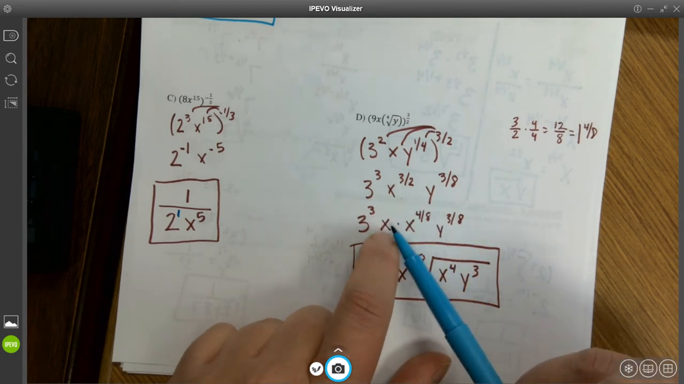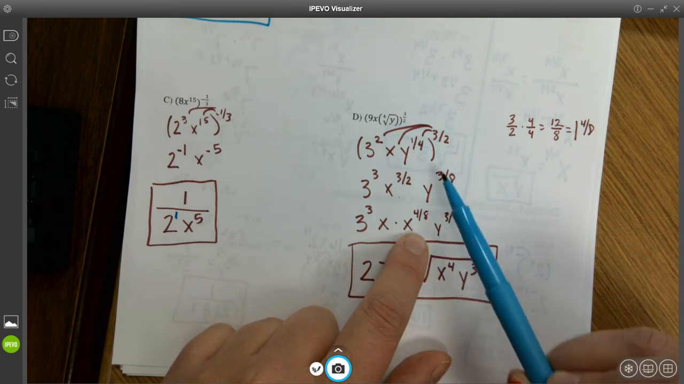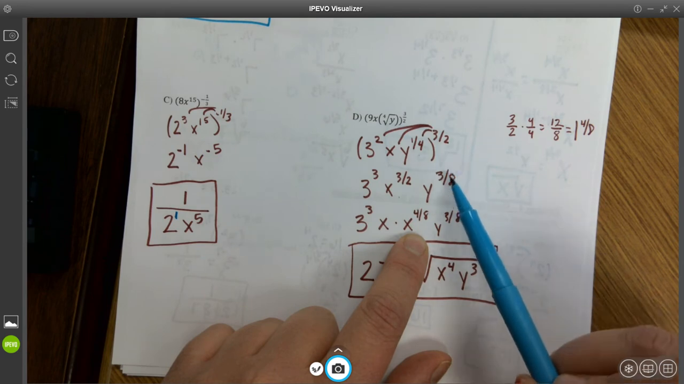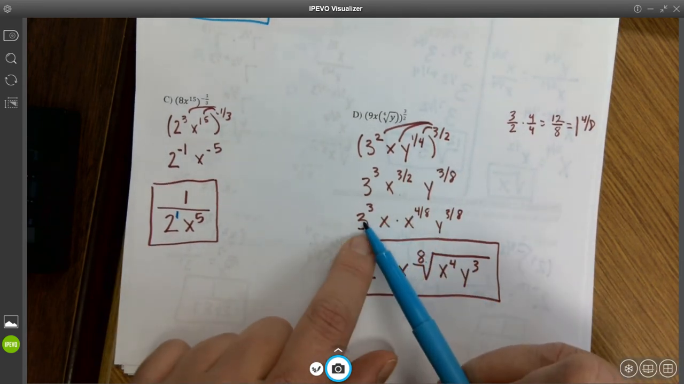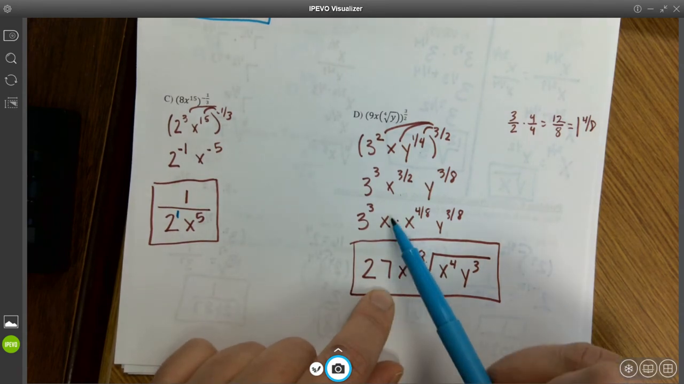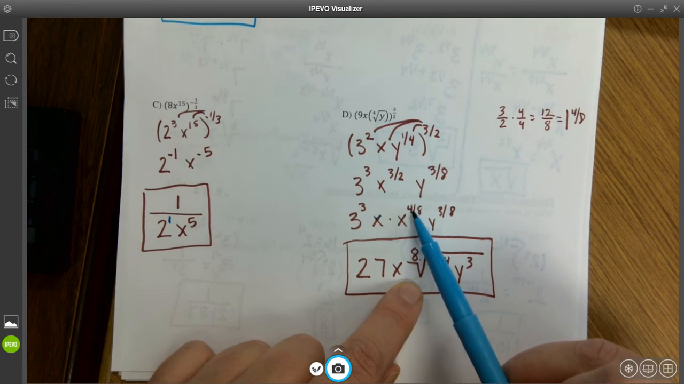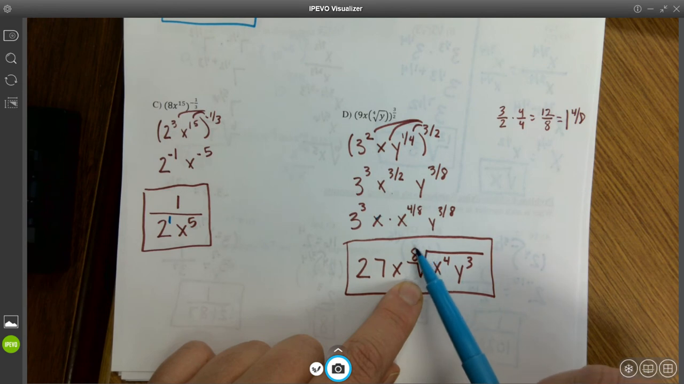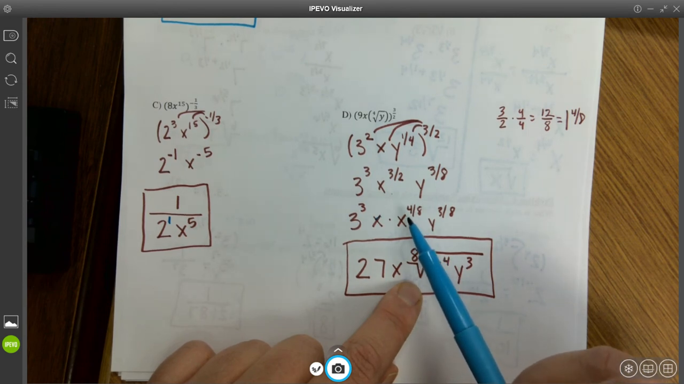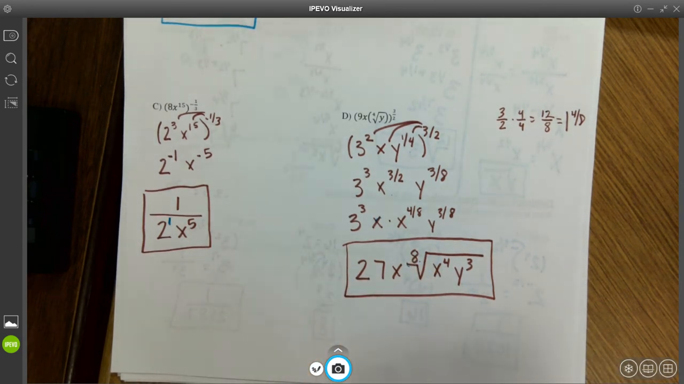So this was 1.5, but since this y already has 3 to the 8th, because 1/4 times 3/2 is 3/8, I have to make sure they have the eighth index. So 3 squared is 27. This x comes out. Now I have 4 x's inside and 3 y's because I have the eighth index. You do not write a square root and then an eighth root. You have to write the same root. So in this case, it's the eighth. And there you have it.